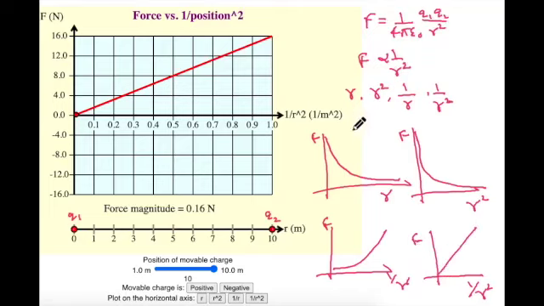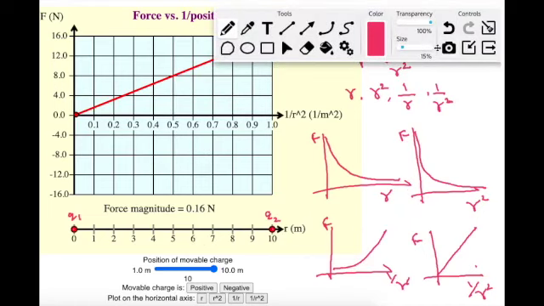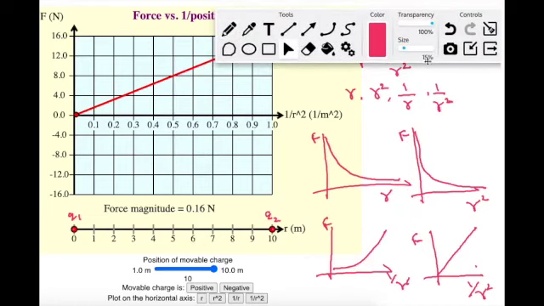If they ask in your exam, in your competitive exam, there are multiple chances they will ask the question: what is the nature of the graph if you plot force versus 1 by r square? If it is force versus 1 by r square, it is a straight line. If you plot force versus 1 by r, it is not going to be a straight line. You need to remember that. So this is all for a positive charge.